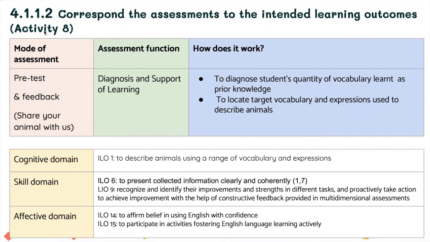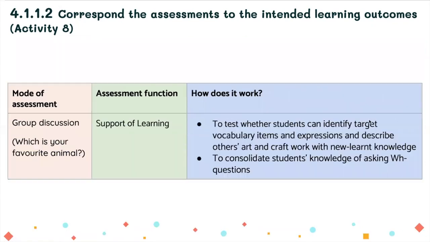And now for 4.1.1.2, we'll be talking about activity 8. Here is the first task, which is a pretest with feedback, and it's called Share Your Animal with Us. The assessment function is diagnosis and support of learning, and it meets these ILOs from these 3 domains.